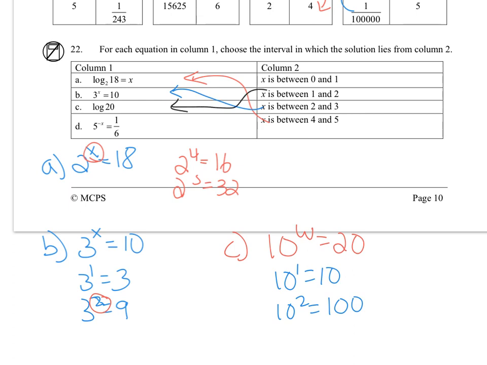And that leaves the last one, 0 to 1, for 5 to the negative x. If we want to think about that, not doing process of elimination, that's like 1/5 to the x equals 1/6. So 5 to the 1st is 5, and 5 to the 0 is 1. So 1/6 is between 1 and 1/5.